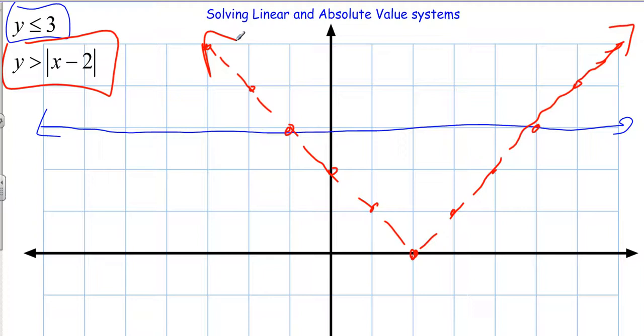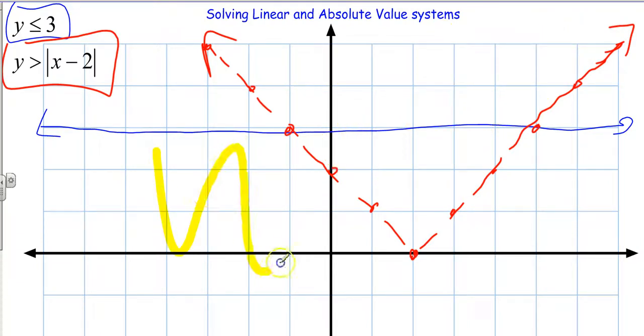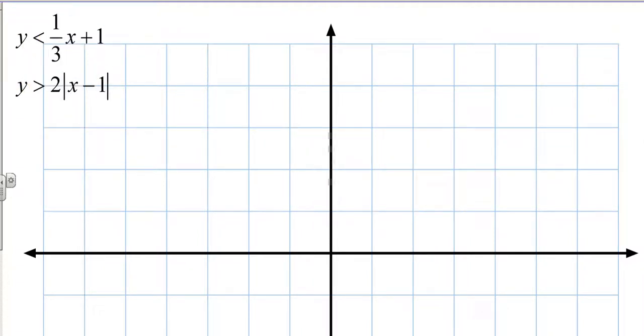And so I'm shading above, inside the absolute value, and then I'm shading below the y equals 3 line. So if I combine the two of those, the double shaded region is below the blue line because of that symbol and above the red line, the red graph. So it's just that area right there that is the solution region. Anything in there is a solution. I think you're getting this.